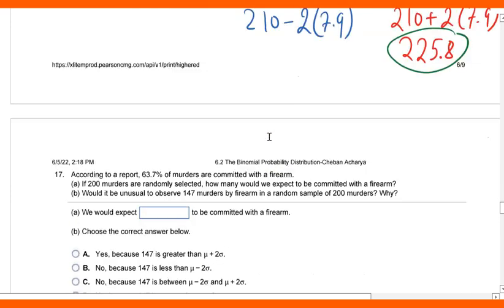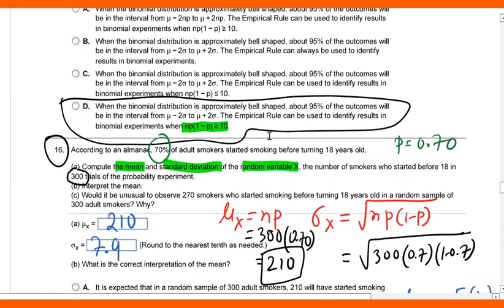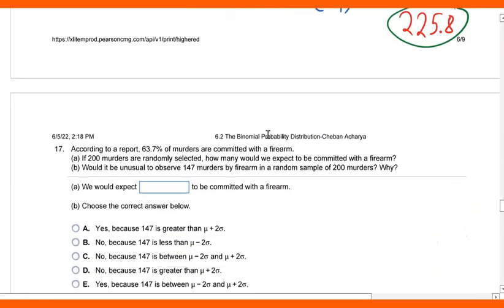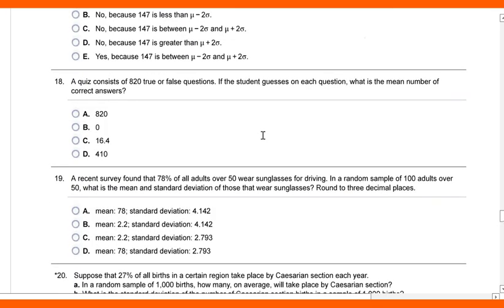Question number 17 is similar to question number 16. You can finish yourself. Question number 18 is pretty simple. Let me do that for you.